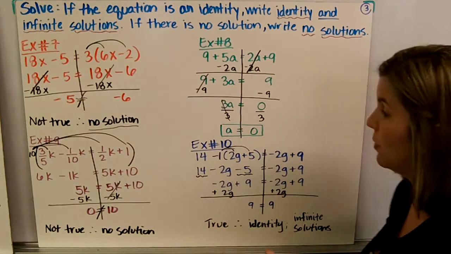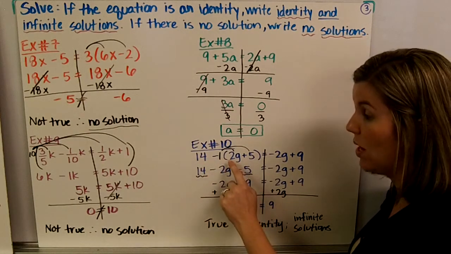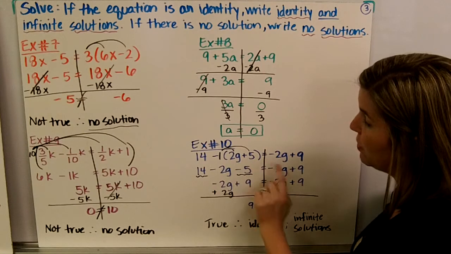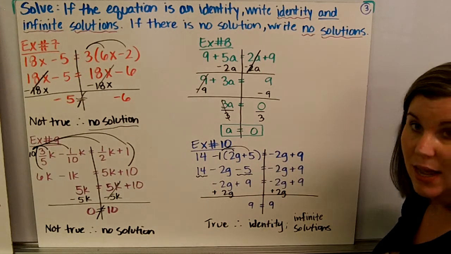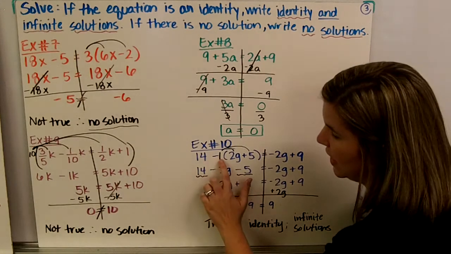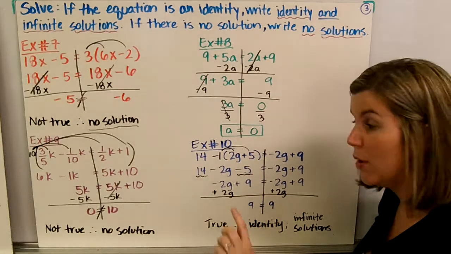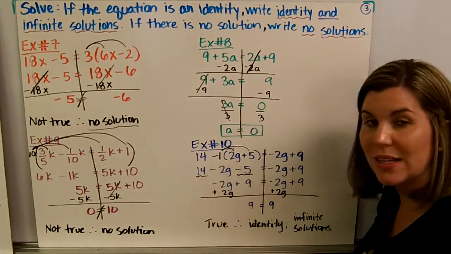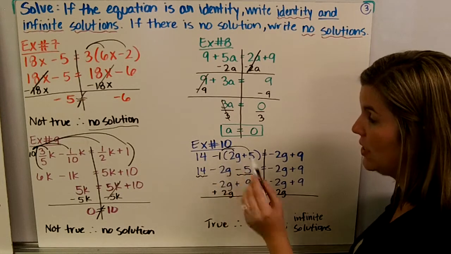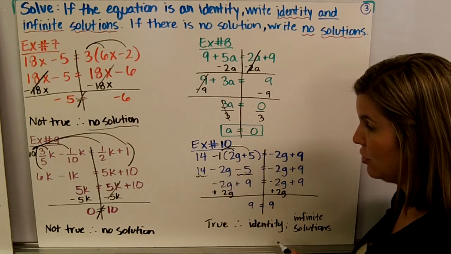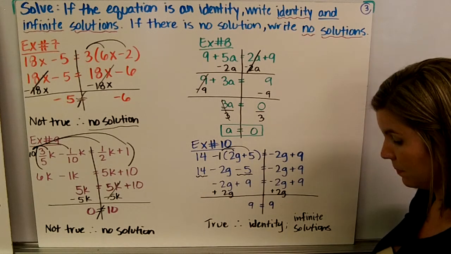And our last example, example 10. 14 minus the quantity, so in parentheses, 2g plus 5 equals negative 2g plus 9. Now, you see this negative outside the parentheses? I put a 1 in there. If you don't see a number with that negative, you know that it's a 1. So I need to distribute first. Negative 1 times 2g is negative 2g, and negative 1 times 5 is negative 5.